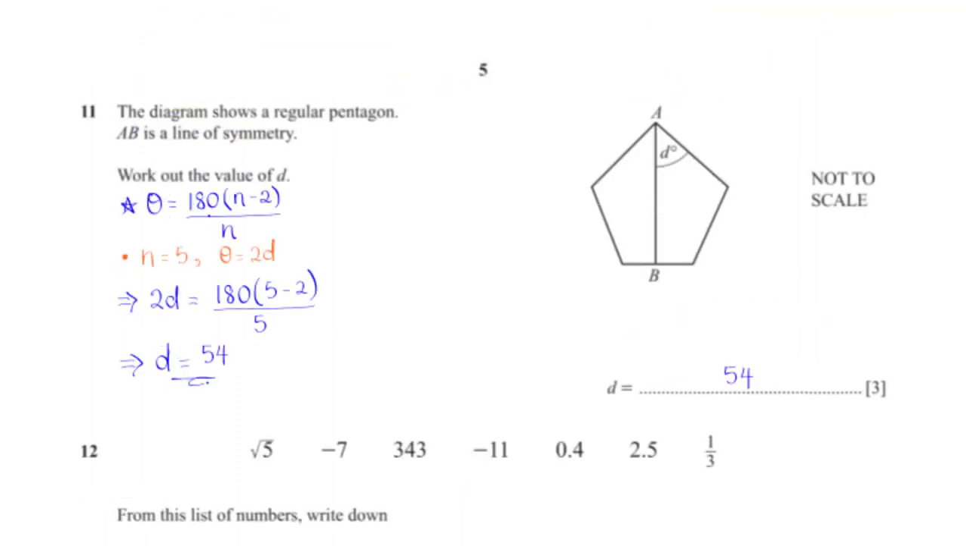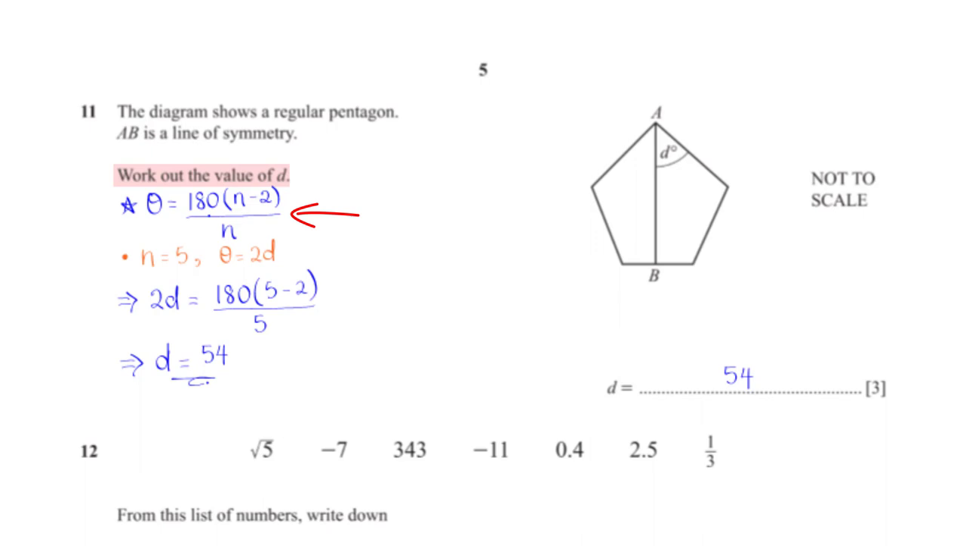The diagram shows a regular pentagon. AB is a line of symmetry. Work out the value of D. D is an interior angle in the pentagon. And we know the formula for finding an interior angle in any regular polygon as theta equals 180 times n minus 2 divided by n, where n represents the number of sides of the regular polygon. In this case, we are dealing with a pentagon, and so n is equal to 5.